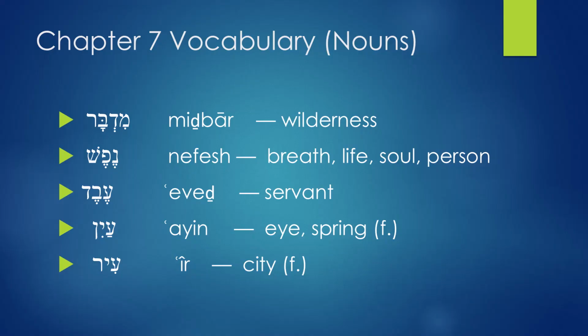Next word is nefesh. Again, this is a singular noun, nefesh. Nefesh means breath, it means life, it means soul, it means a person. Next word you have the word eved. Again, a singular noun, eved. Eved means servant. Next word we have ayin. Ayin means eye. It means spring, but commonly it means eye. Next word we have ir. Ir means city.